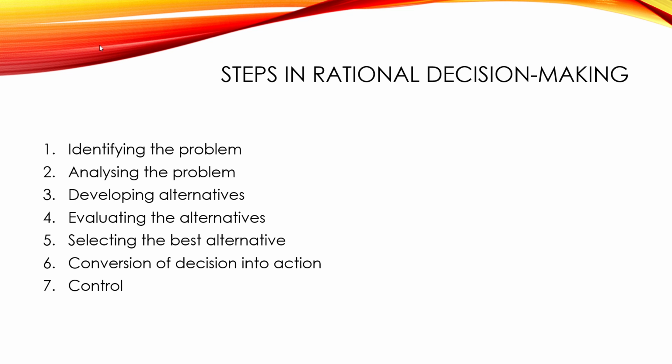Seventh point is control. Once the decision is implemented, the next step is controlling. The term controlling involves comparing the actuals with the expected results, finding out if any deviations are there, analyzing the reason for the deviations, and taking necessary steps to rectify the deviations if necessary. So these are the very important steps, and it is very important for your exam.